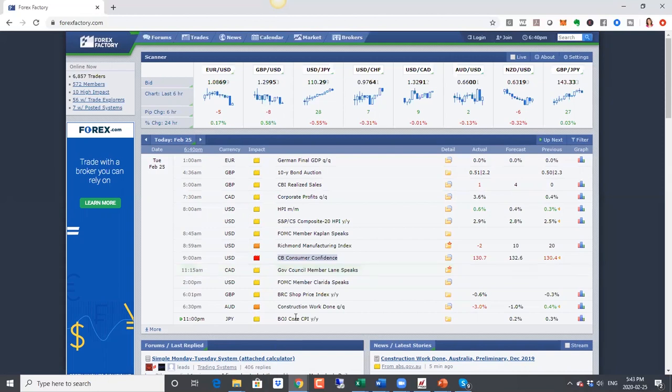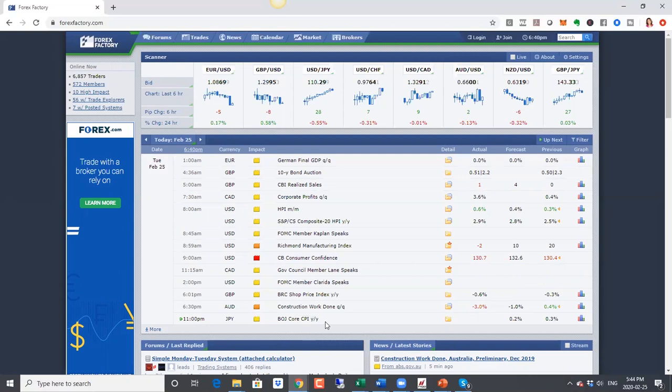And coming up here, we have the core CPI numbers from Bank of Japan. So these are inflation numbers. Central banks watch these numbers closely. So if the numbers drop, that's not a good thing. So we could see Japanese yen drop further.